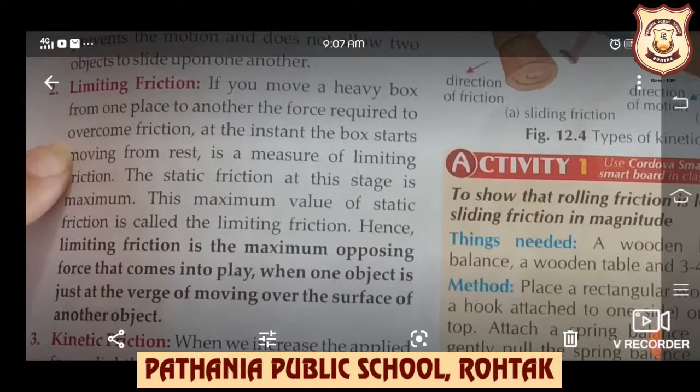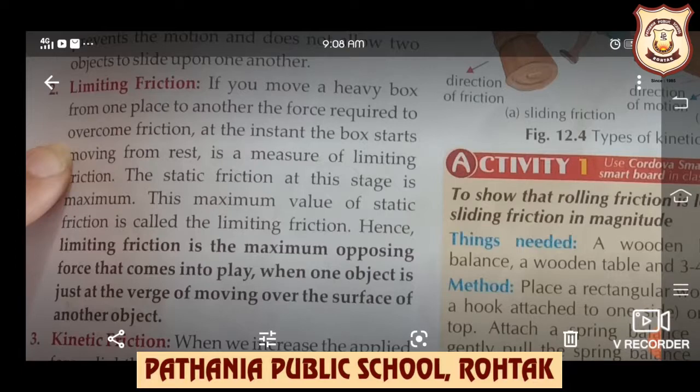If you move a heavy box from one place to another, the force required to overcome friction at that instant the box starts moving from rest is the measure of limiting friction. What is limiting friction bete? For that 10 seconds तो I have pulled the box, but for 11 seconds it has started moving. So जो 10 seconds पे था, it is at the verge of motion, बिल्कुल move करने ही वाला था. At that time the friction is known as the limiting friction.